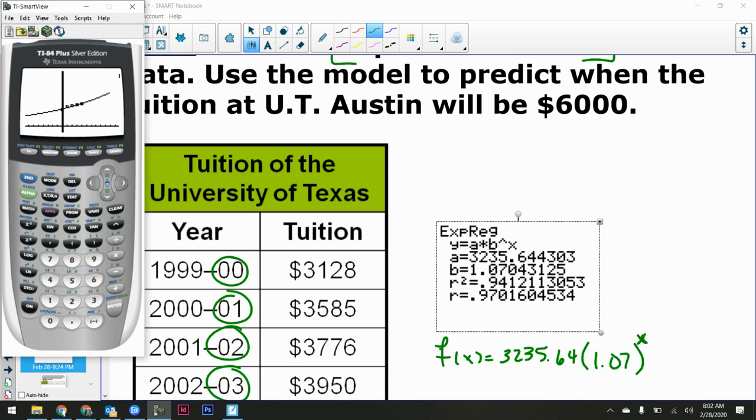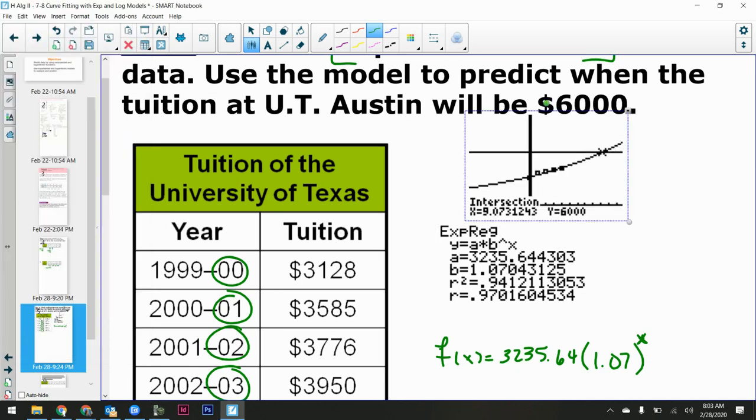Here's my exponential, and here's my linear, and I want to calculate the intersection. Enter, enter, enter. Okay, so in 2009, we believe that the tuition cost would have gone above 6,000. All the way back to 2000.